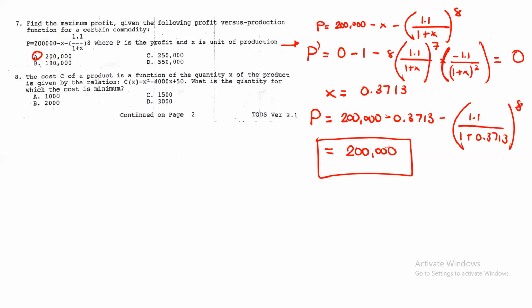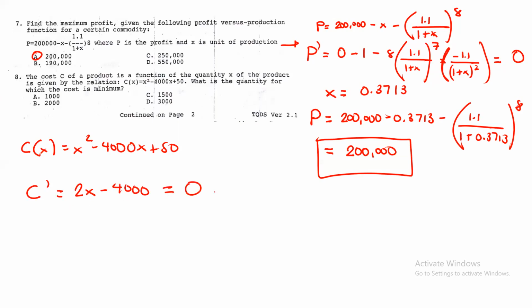So, next, number 8. The cost of a product is a function of the quantity X of the products given by the relation. What is the quantity for which the cost is minimum? This one is fairly easy. C of x is equal to x squared minus 4,000x plus 50. So we take the derivative: C prime is equal to 2x minus 4,000. Then we equate it to 0 and shift solve. We get x equals 2,000. So that is the answer.